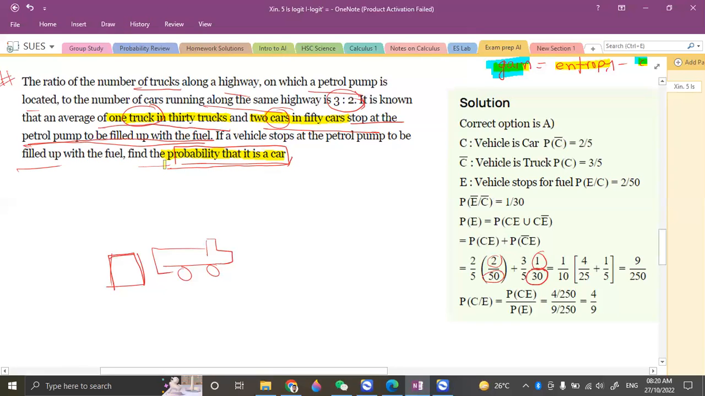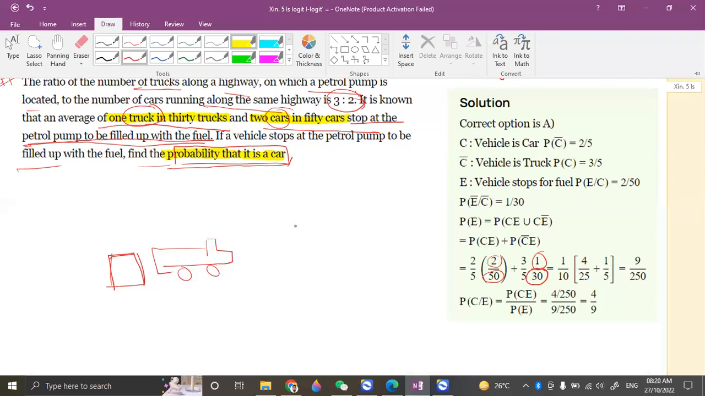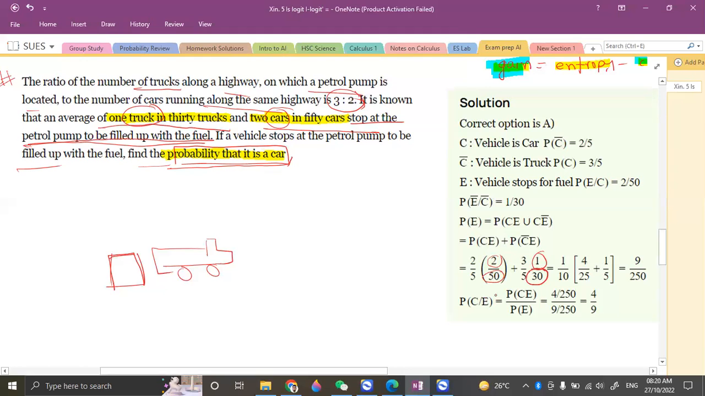So the probability that it's a car. Not every car needs the fuel, right? Some of them need fuel. So we assume that E represents a vehicle that stops for fuel, and C represents that the vehicle is a car. So C bar, this bar sign means not C, meaning the vehicle is not a car.